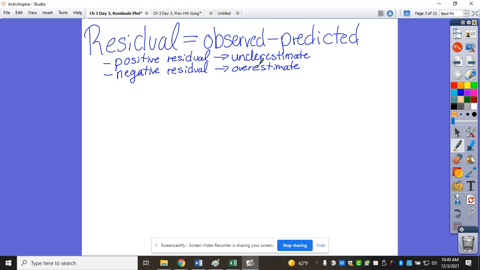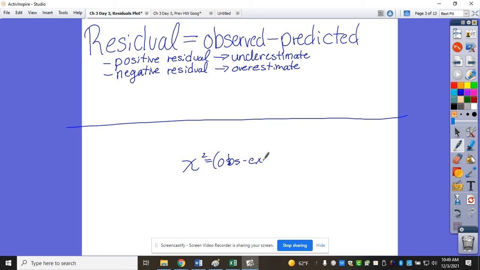The only reason I bring that up is on the orange sheet at one place is this tiny little equation that says, if you get to the AP exam and you can't remember if you're supposed to subtract observed minus predicted or predicted minus observed.